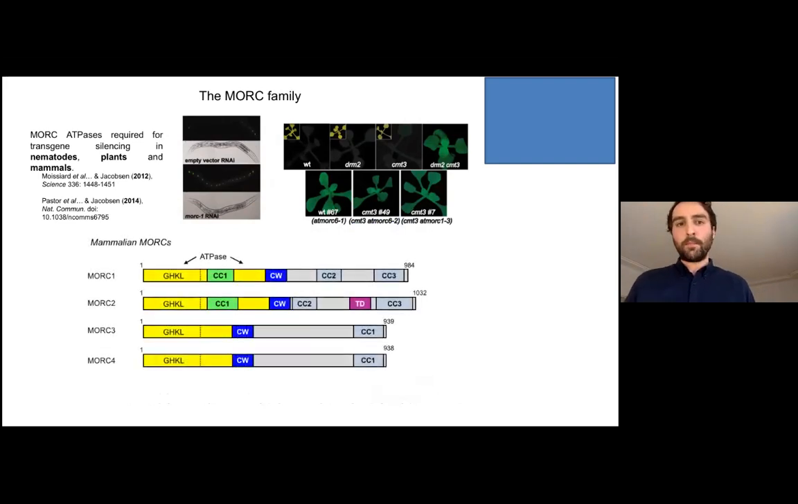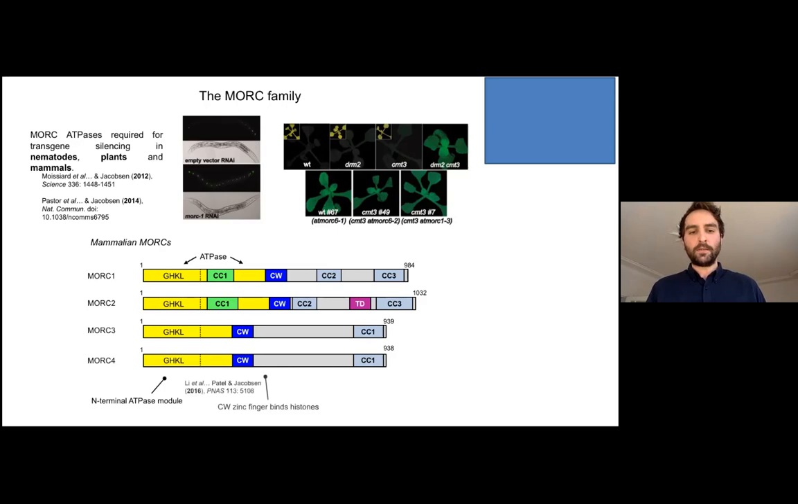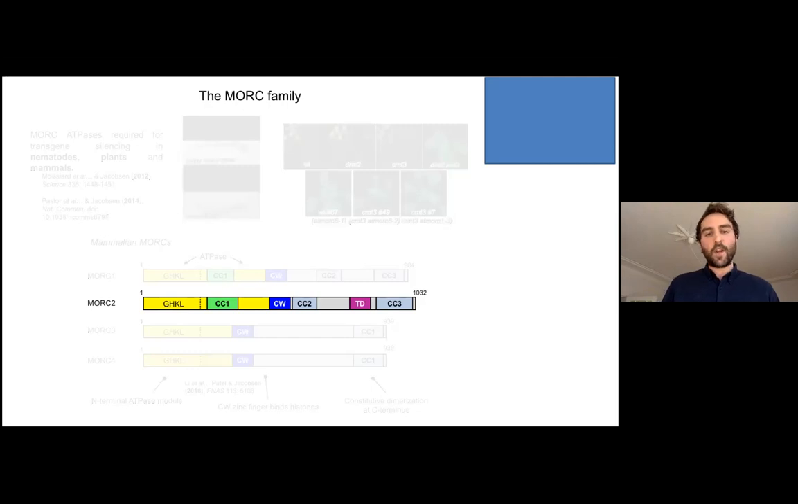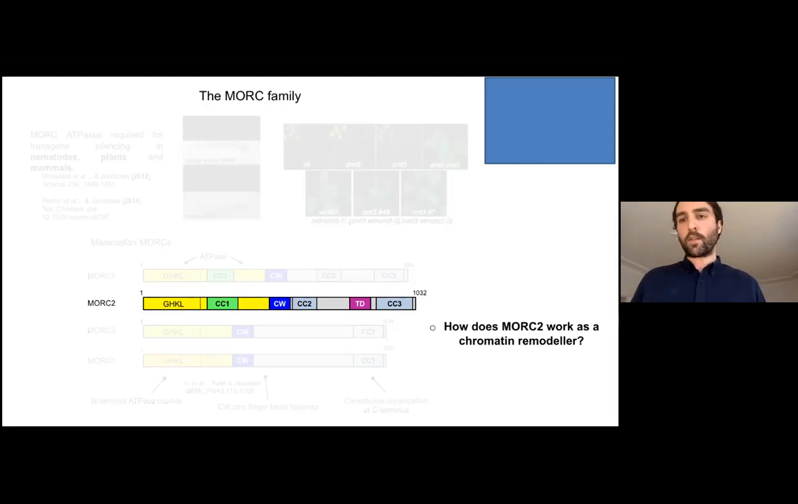So in terms of the mammalian MORCs, we've got 4 MORC proteins in our genomes. MORCs 1 to 4. They all have an N-terminal GHKL type ATPase module, shown in yellow. They all have this CW domain, which is a zinc finger which binds histones. And they all have a C-terminal coiled coil, which enables constitutive dimerizations through the C-terminus. But just focusing in on MORC2, which is our factor of interest, we asked, how does MORC2 work as a chromatin remodeler? Very little was known about MORC2.